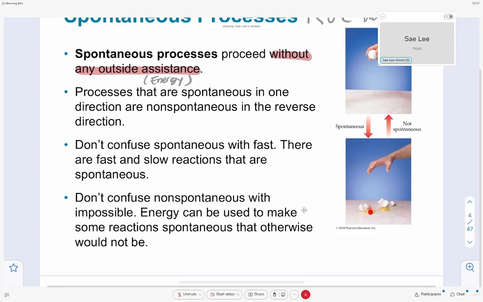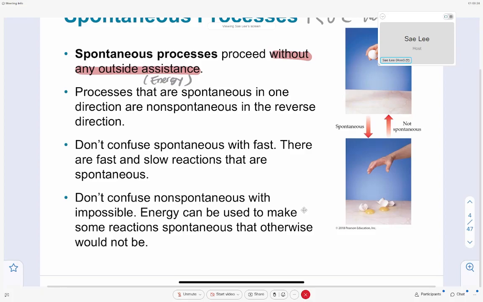Dropping an egg to break it is a spontaneous process, but the reverse process is not spontaneous. Objects do not roll uphill spontaneously, right? Objects roll downhill spontaneously, but they will not roll uphill spontaneously. When temperature is above 0 degrees Celsius, water will never become ice.